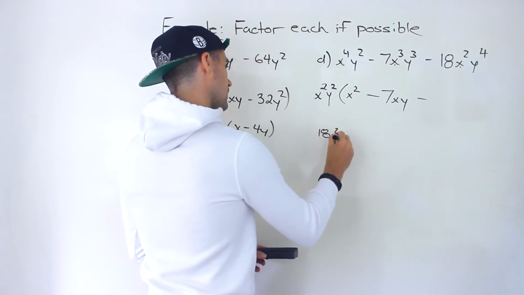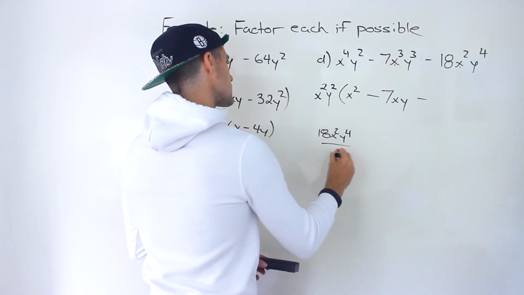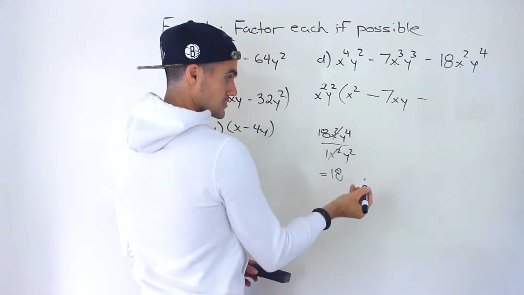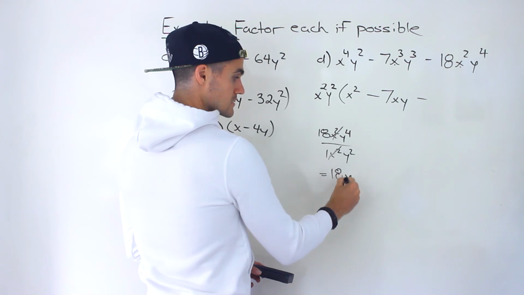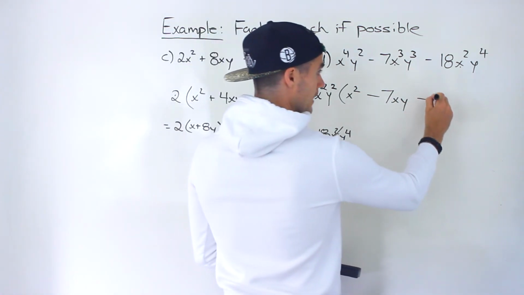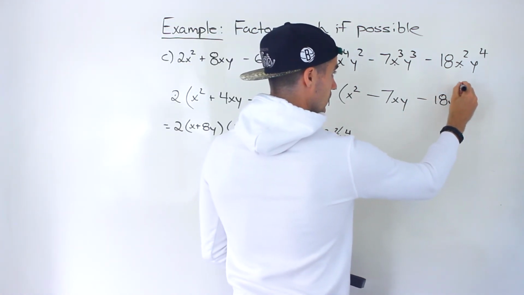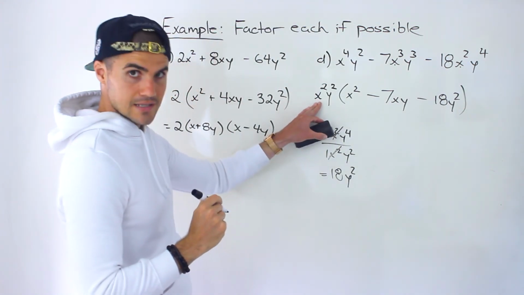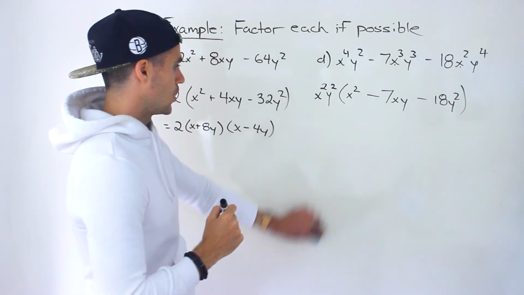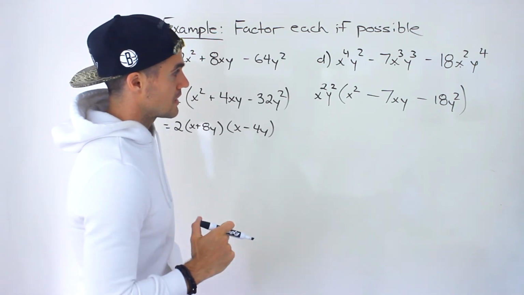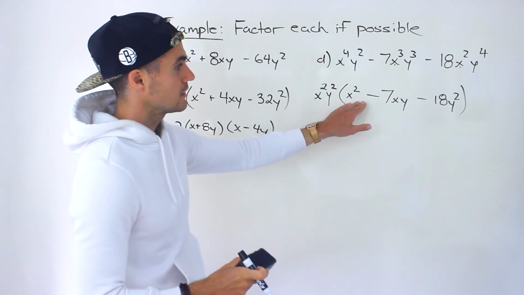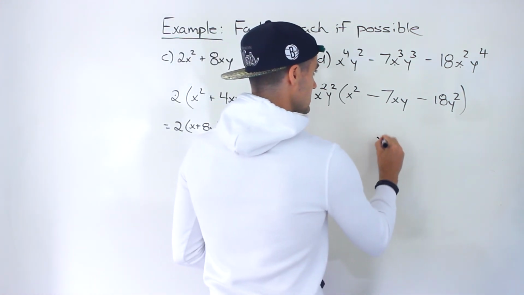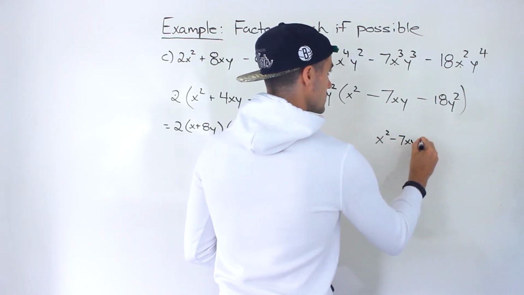minus 18x squared y to the 4 over x squared y squared. 18 divided by 1 is 18. Those cancel out. Y to the 4 over y to the 2 gives us y squared. So we got minus 18y squared, like that. Right? So in this case, the greatest common factor was a bunch of variables that we took out. And now we're left with this bracket here. And so let's work with that bracket separately. Let's see if we can factor it.